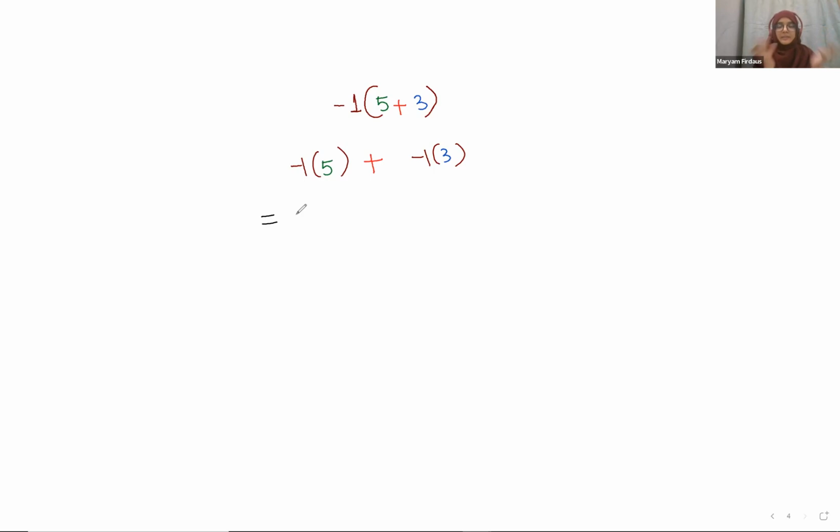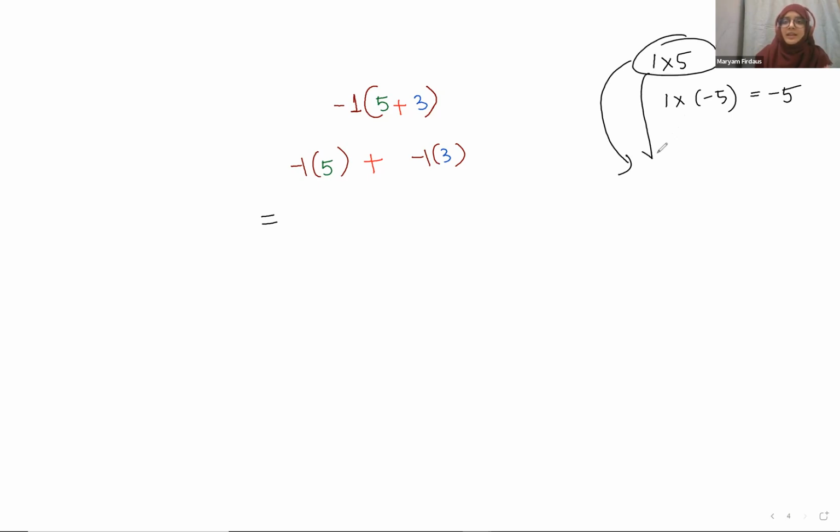So minus 1 multiplied by 5, what does that become? Hiba, what is 1 multiplied by 5? 5. What is 1 multiplied by minus 5? Is the one positive? Yes, the one in this example is positive. It is going to be minus 5. Okay. How about if I change this like this? If it's minus 1 multiplied by 5, what does it become now?